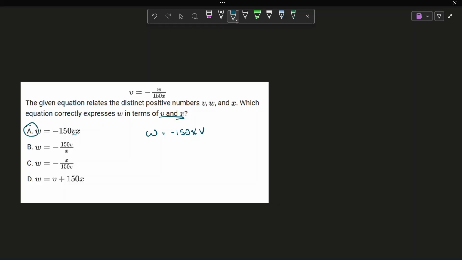And here you'll notice that it says vx instead of xv, and it's important to remember that when you're multiplying two variables, you can put it either way. vx is equal to xv. So here the answer choice is A.